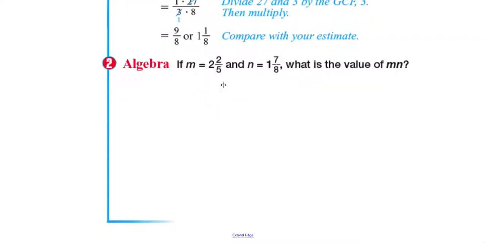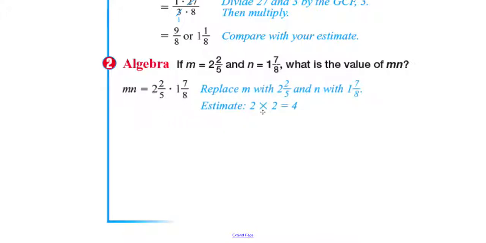Applying this to algebra, if we have m equals 2 and 2/5 and n equals 1 and 7/8, what is the value of mn? Remember, when you talk about mn, two letters next to each other, the operation is multiplication, m times n. First things first, we copy the problem and then we substitute the values of m and n: 2 and 2/5 times 1 and 7/8. So express 2 and 2/5 and 1 and 7/8 as improper fractions.